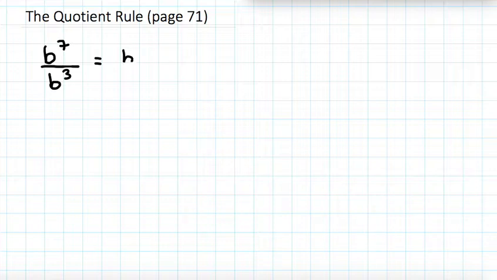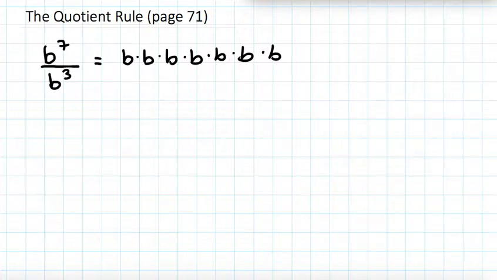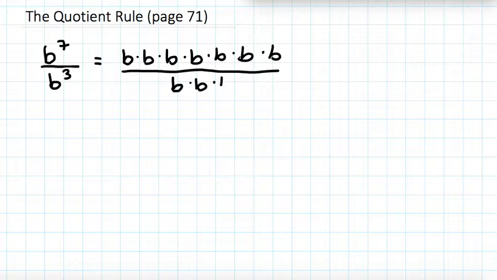So b to the 7th means that I have b multiplied by itself 7 times. And b to the 3rd means that I have b multiplied by itself 3 times. So what's going to happen here if I write this out is that I'm going to be able to cancel out one factor of b from the top and bottom, one factor of b from the top and bottom here, one factor of b from the top and bottom here, one factor of b from the top and bottom here. And what that's going to leave me with is just 4 b's on the top, or in other words, b to the 4th.